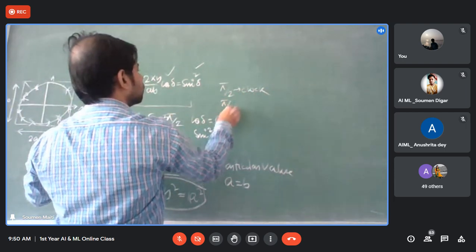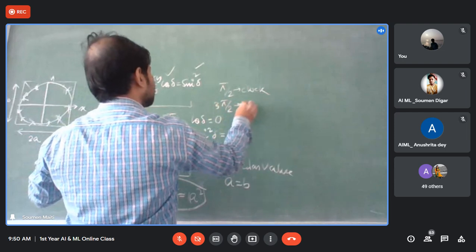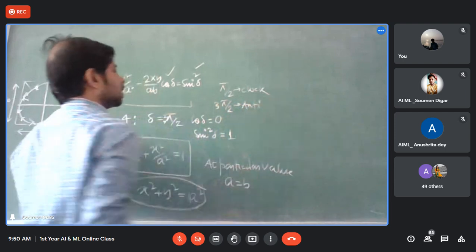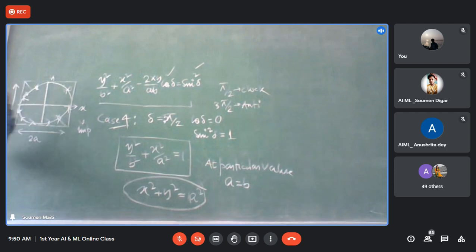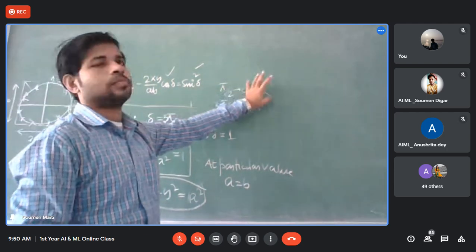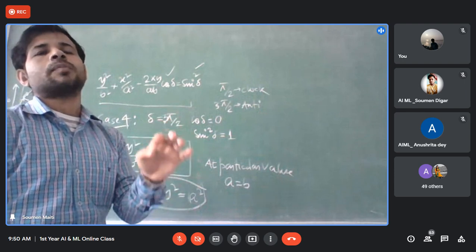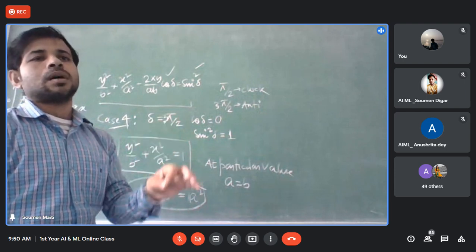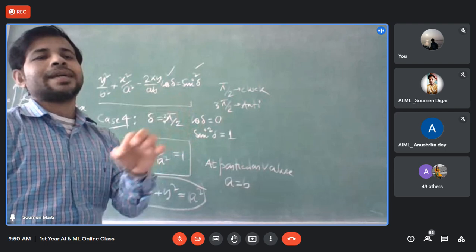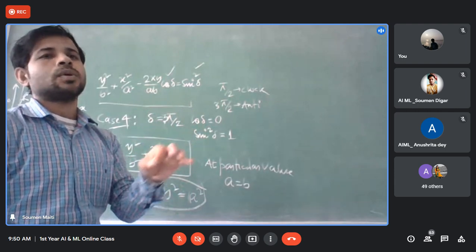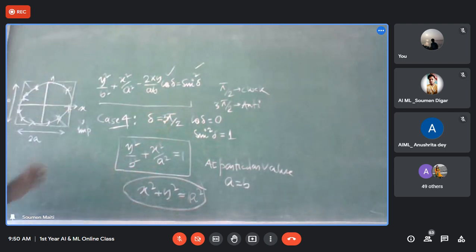For 3 pi by 2, it will be anti-clockwise. This is known as anti-clockwise. We can only achieve this clockwise and anti-clockwise direction if we plot graphically the resultant at one point at a time, then we will get the direction of this one. So got my point?